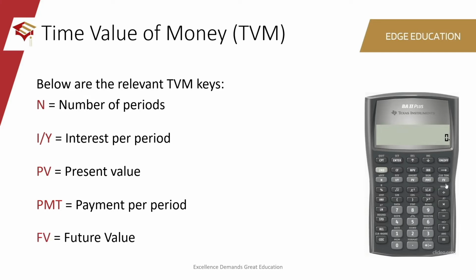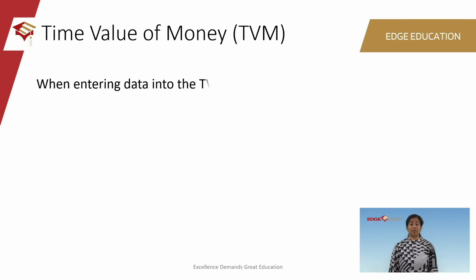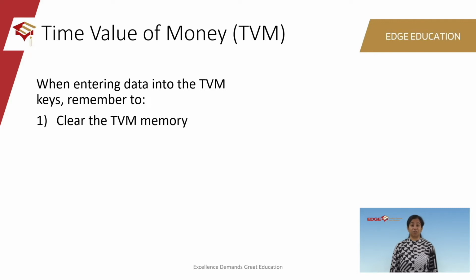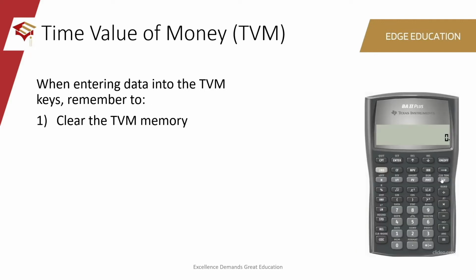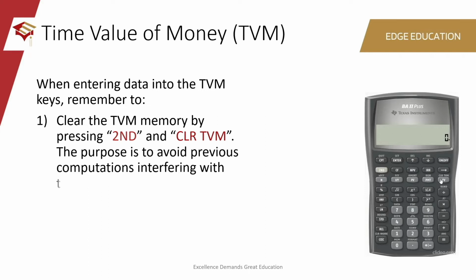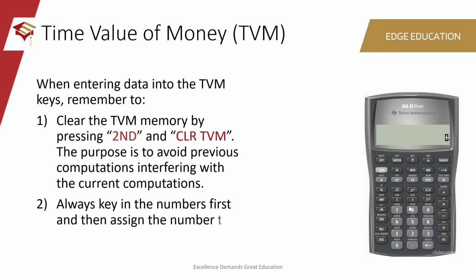FV, future value. When you're working with time value of money questions, it is very important to keep two things in mind. Number one, always clear your calculator memory after every question. To do this, you need to press second, the yellow button, and CLR TVM. The purpose of clearing your calculator memory is to ensure that any previous calculations do not interfere with your current calculations. The second thing to keep in mind is that when you're entering data into the calculator, it's always number first, and then you assign the number to the respective time value of money key.